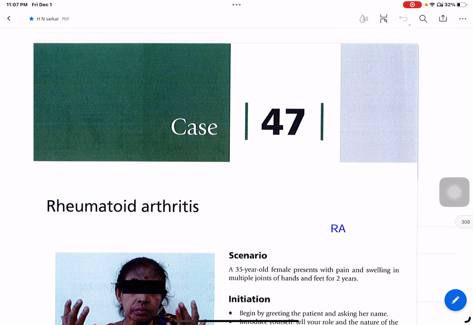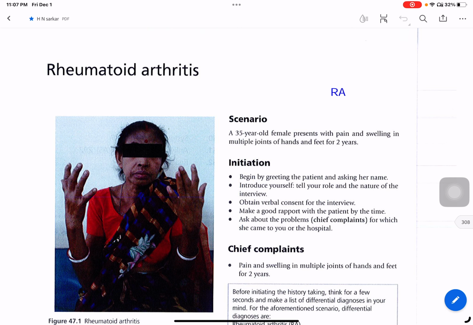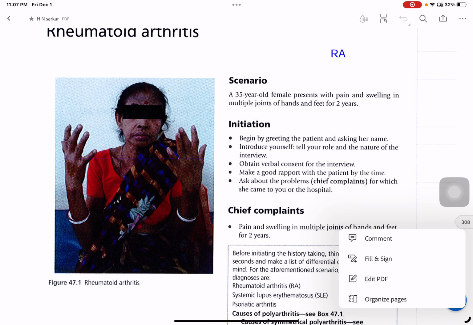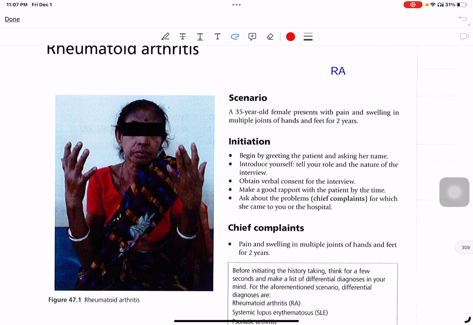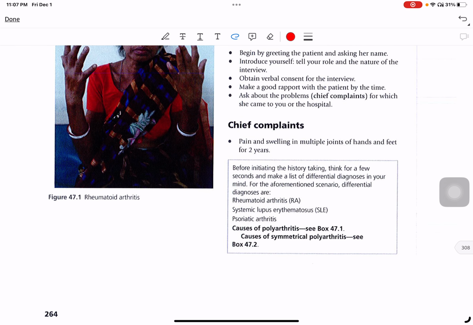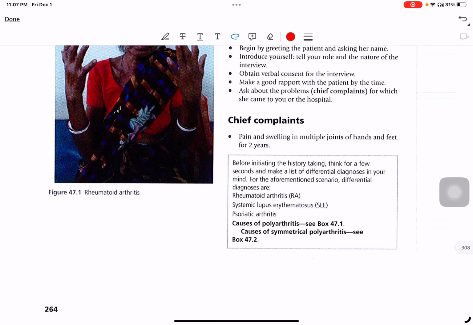Now I'll discuss a long case of rheumatoid arthritis. Usually a patient of rheumatoid arthritis presents with arthritis, that is, joint pain. Patients present with joint pain, so pain and swelling of multiple joints for a longer duration of period is the presentation. So the chief complaints from the scenario, we have some differentials: the patient may be a case of rheumatoid arthritis, systemic lupus erythematosus, psoriatic arthritis.